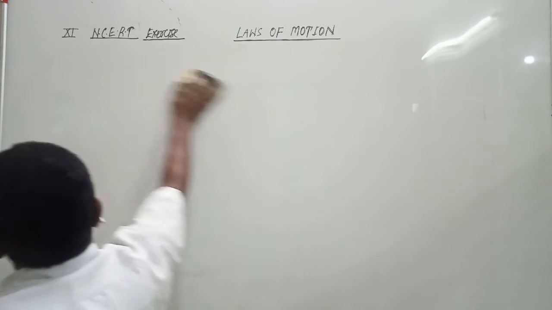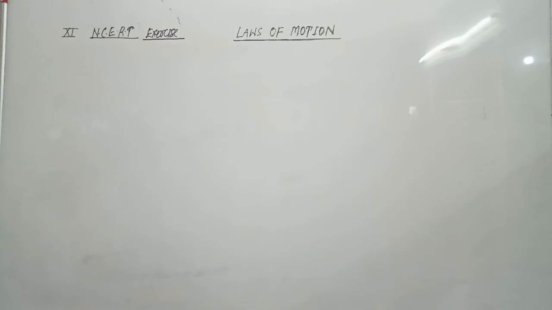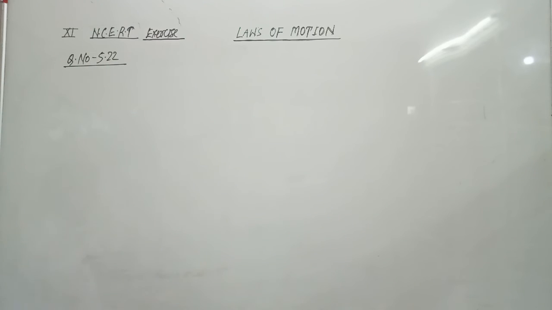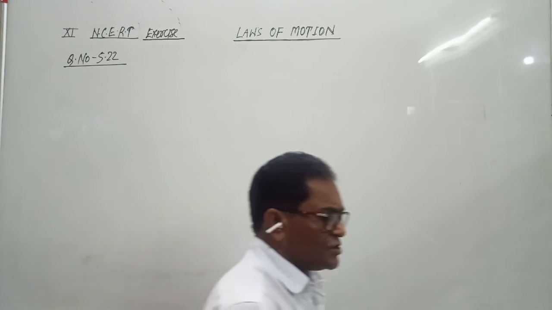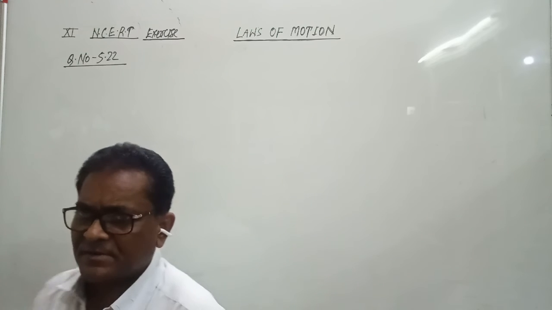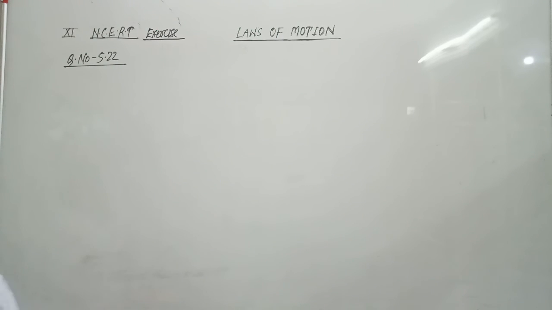Question number 5.22. If in question 5.21 the speed of the stone is increased beyond the maximum permissible value and the string breaks suddenly, then which of the following correctly describes the path of the projectile of the stone after the string breaks?